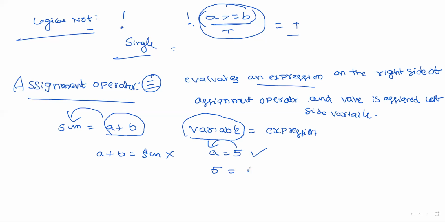For example, 5 is equal to a. This is invalid. Why? The left side is a constant. That left side is a value. For a value, it does not allocate any memory. Okay. And in the assignment operator, we have one more variation that is called the shorthand assignment operator.